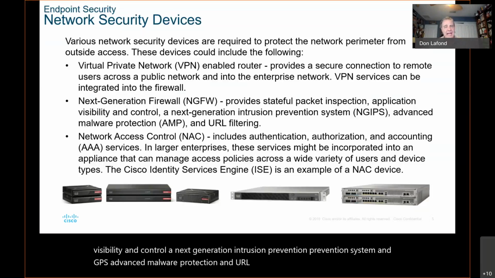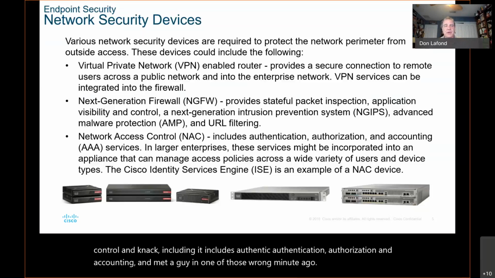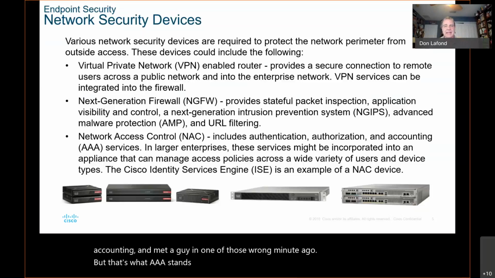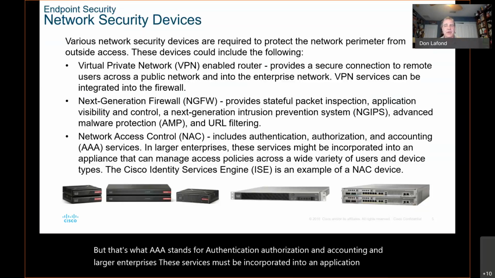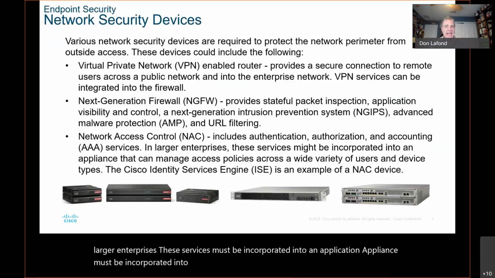Then there's network access control, a NAC. It includes authentication, authorization, and accounting. I might have gotten one of those wrong a minute ago, but that's what AAA stands for: authentication, authorization, and accounting. In larger enterprises, these services must be incorporated into an appliance that can manage access policies across a wide variety of users and device types. The Cisco Identity Service Engine, ISE, is an example of a NAC device.